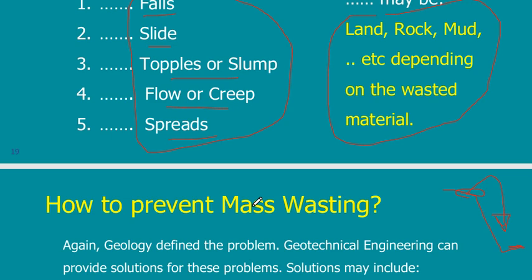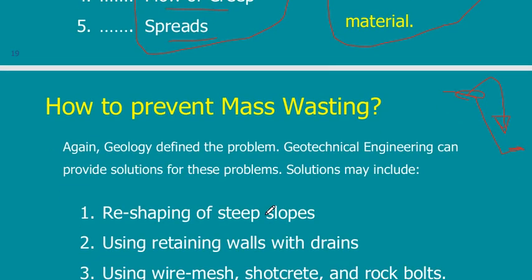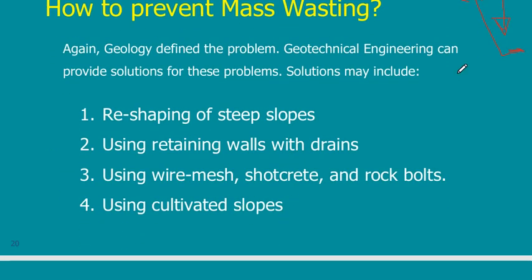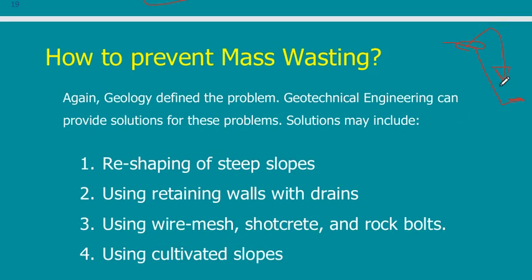Erosion, we don't need to prevent, but mass wasting happens in a very short time. How to prevent it? There are many ways. Reshaping of the slope: put a slope that is not very steep. Using retaining walls, using wire mesh, shotcrete and rock bolts, something just to fix the slope so that it would not fall.